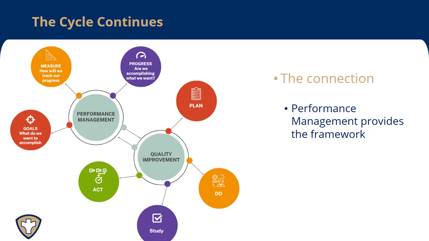Essentially, performance management is acting as the measurement tool that informs the quality improvement initiatives. And this allows for targeted interventions to achieve better outcomes. So we can see here in performance management, we set goals, we have to measure those goals, and we have to look at our progress. This can lead to quality improvement ideas. An example of this was the onboarding process. We plan for a new process, we do it, we implement it, we study it, we see if it's working well, and then we act.